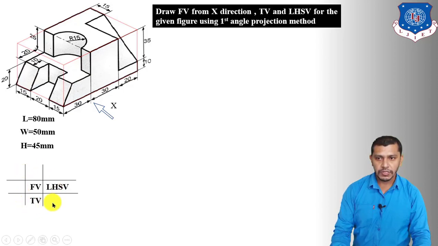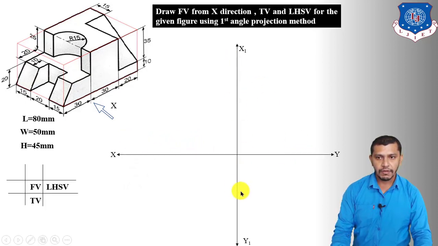Now let us position these views with reference to the XY line and the X1 Y1 line. So first of all, draw the XY line and the X1 Y1 line. The front view will be in the second quadrant, the left hand side view will be in the first quadrant and the top view will be below the front view. It will be in the third quadrant.